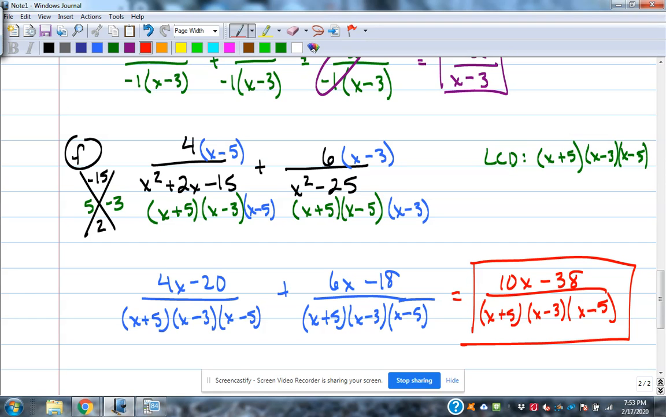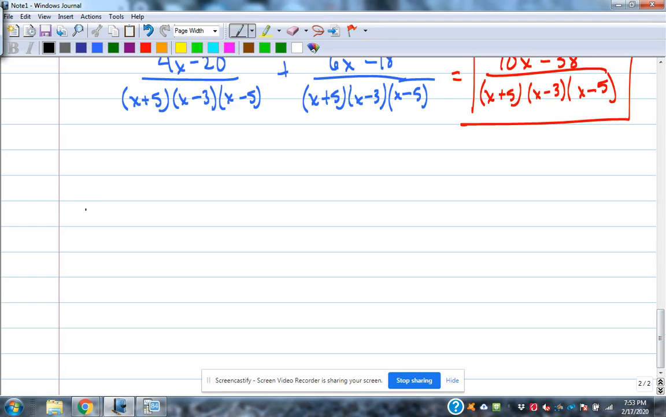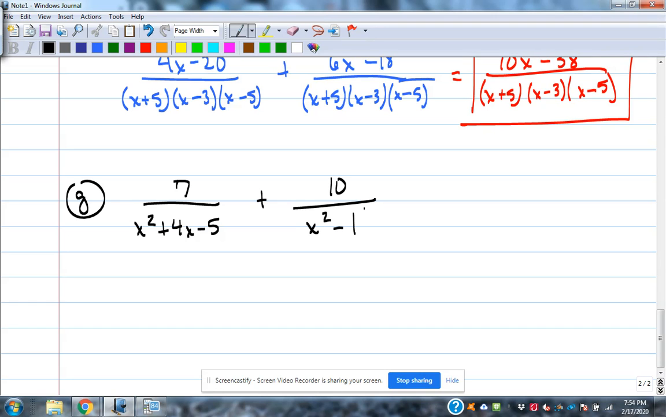Shared factor, and then the factors they don't have in common. That's finding the least common denominator. Let's do another one. 7 over x squared plus 4x minus 5 plus 10 over x squared minus 1.